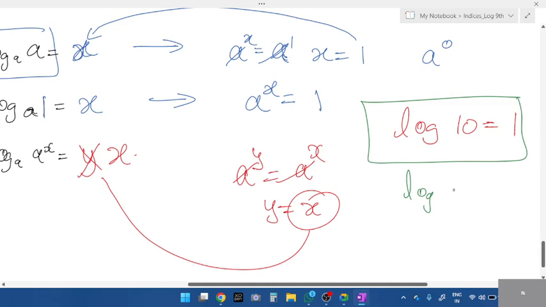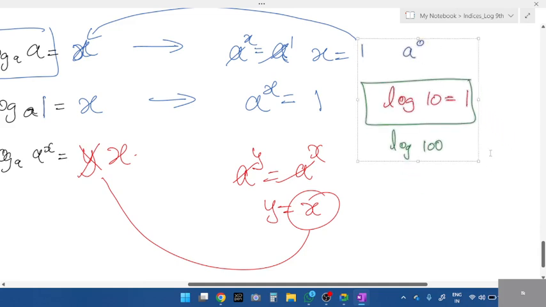If I write log 100, how do you get the answer for log 100? How many can answer? How do you convert 100 into 10? Who can answer this? Think and answer. Very good. Somebody told 10 square. Correct. Only this is the value. Log 10 is equal to 1 is the value we have.